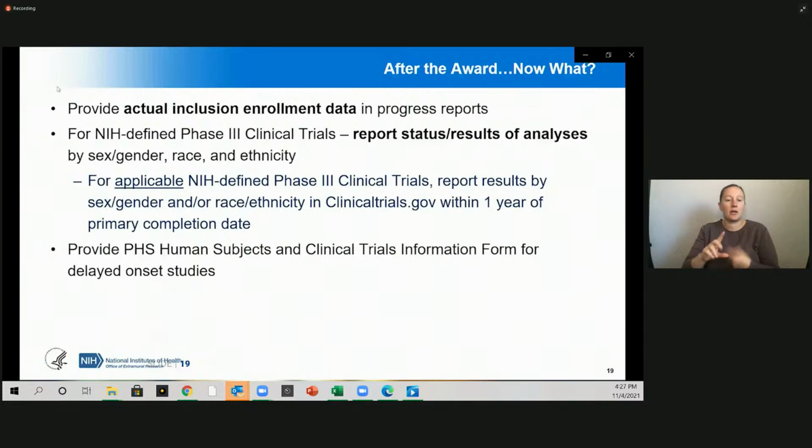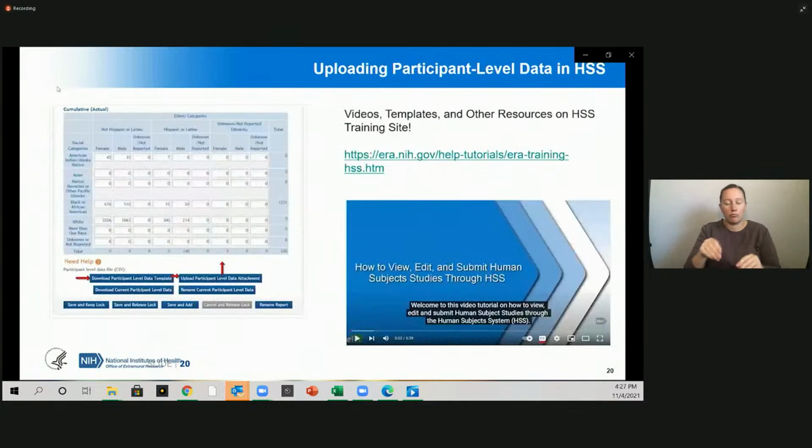So when you're submitting progress reports and you provide us those updates on enrollment progress, you'll be using our human subject system. You can see the screen here for submitting this information, resubmit your actual data. If you submitted your competing application January 25th, 2019 or later, you'll actually be providing that spreadsheet that I show you. And you can see here on the screen, you can download the template for that spreadsheet from the human subject system, and then you upload it into the system. It will populate this table for you.